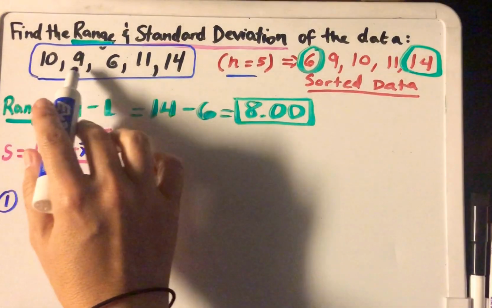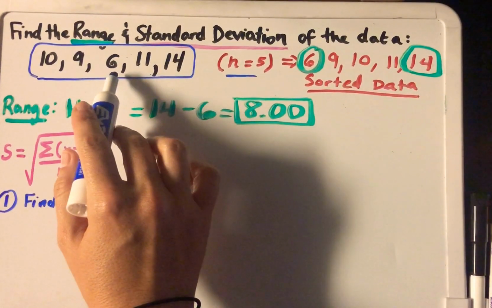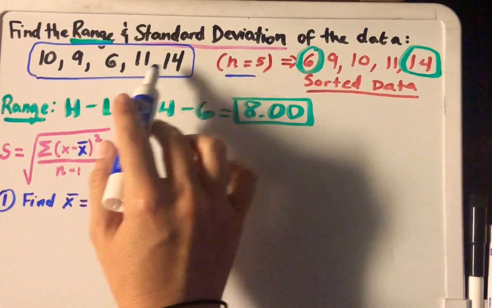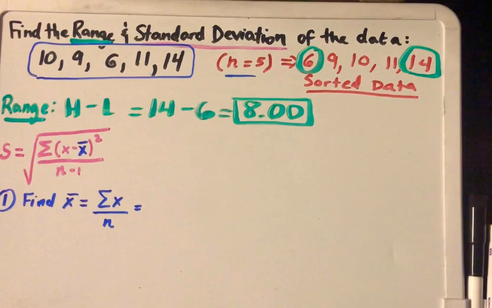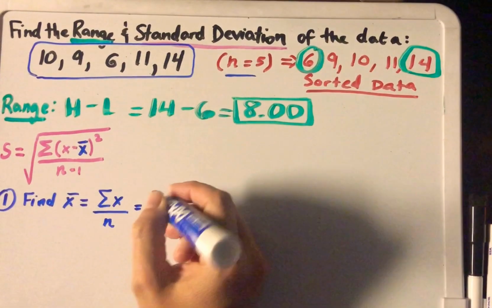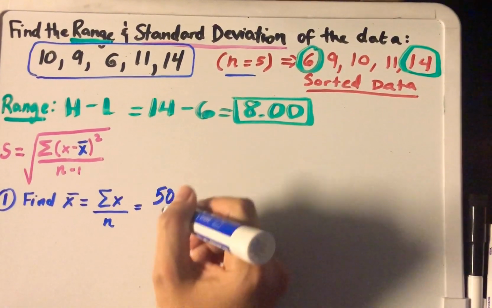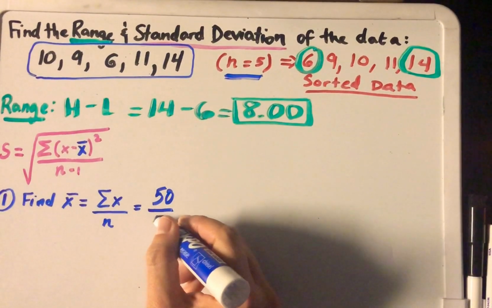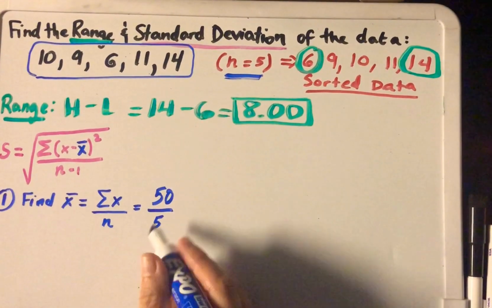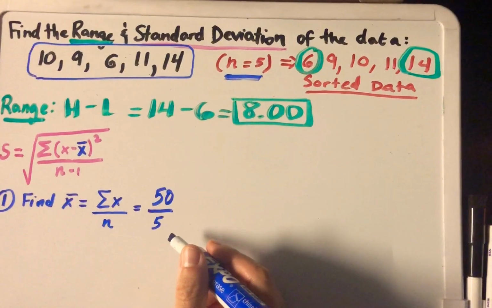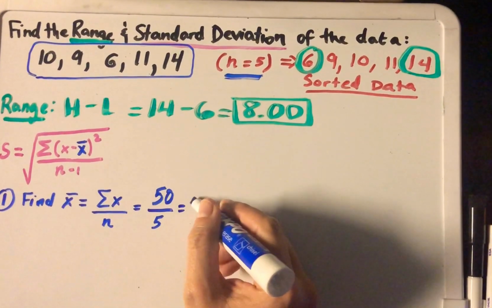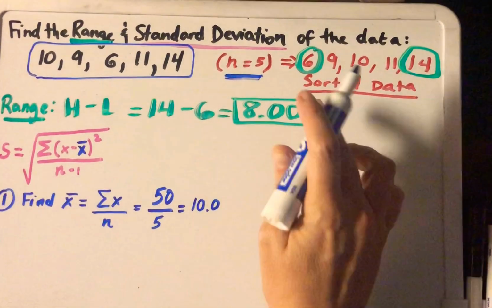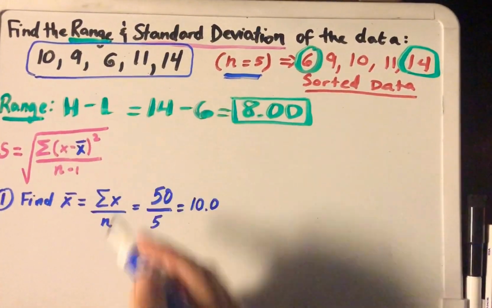So in this case, 10 plus 9 is 19, plus 6, we're at 25, plus 11, plus 14. And what do we get? If you said 50, you're correct. Divided by the number of items, which was 5, and we're getting a nice whole number. Sometimes it'll be a decimal, but in this case, it's just the number 10, isn't it? Or 10.0. So that's the average value of this data set, okay, 10.